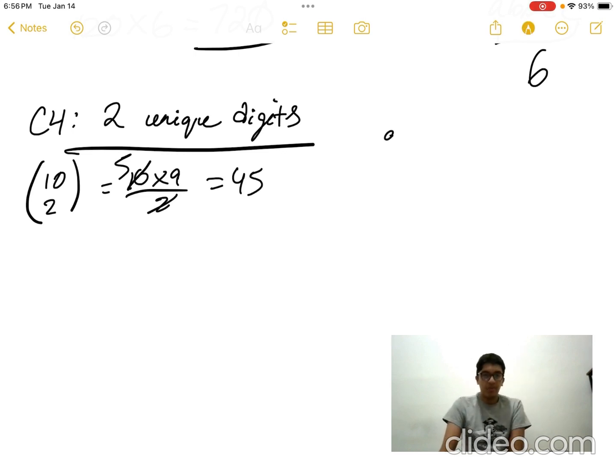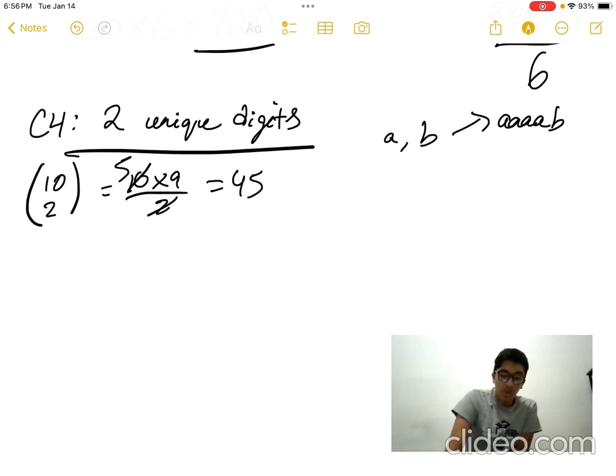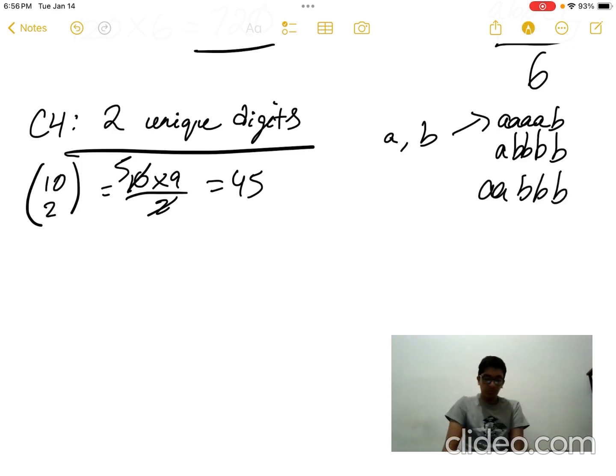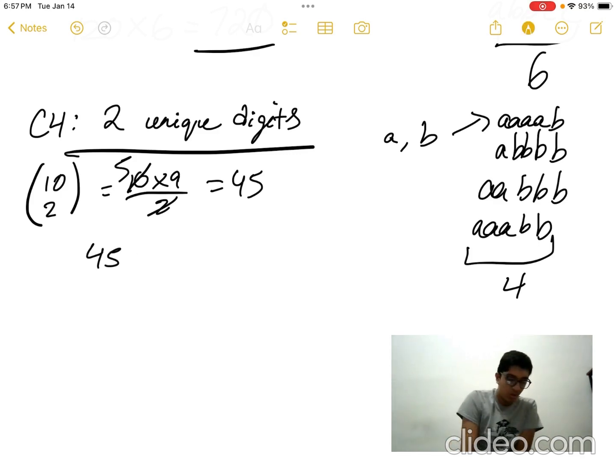Now, how can we make a 5-digit number from these? Well, we can repeat one digit 4 times, right? We can have A, A, A, A, B, or A, B, B, B, B. And we can repeat one digit 2 times and then the other digit 3 times. So we can have A, A, B, B, B. Or we can have A, A, A, B, B. Like that. And those are our 4 ways of making a 5-digit number that satisfies our conditions if we're given 2 unique digits. So we have, in this case, 45 times 4 equals 180 ways to solve this for this case.